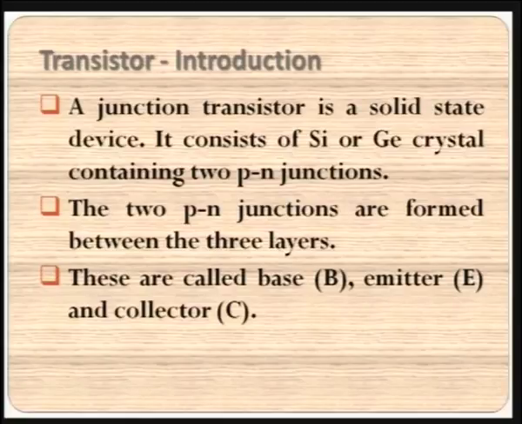A junction transistor is a solid state device. It consists of a silicon or a germanium crystal containing two PN junctions. The two PN junctions are formed between the three layers. These are called base, emitter and collector. So, as I said, the three regions are now given the name.